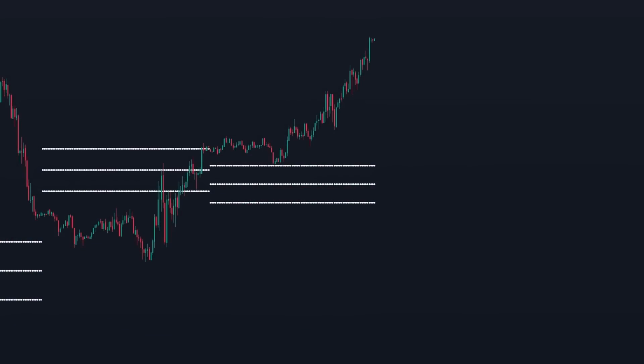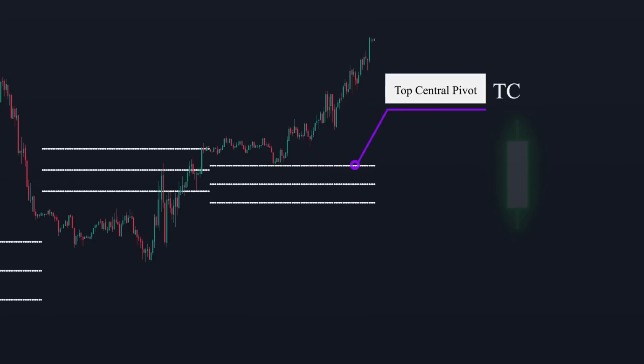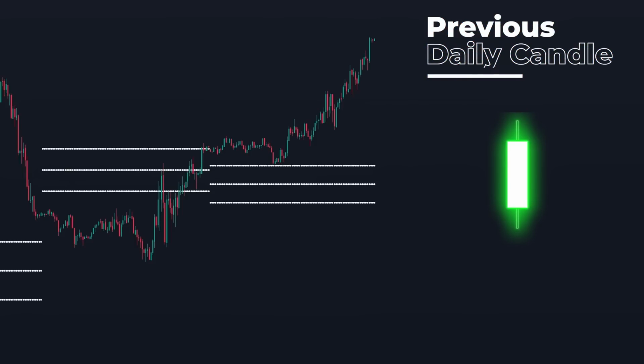First, let's cover the basics of what the CPR is and how it's calculated. The central pivot range is a technical indicator that's made up of three levels: the central pivot point, the bottom central pivot, also known as the BC, and the top central pivot, also known as the TC. These levels are determined using the previous day's high, low, and close prices.